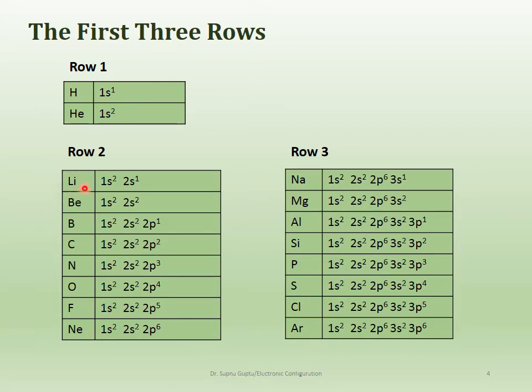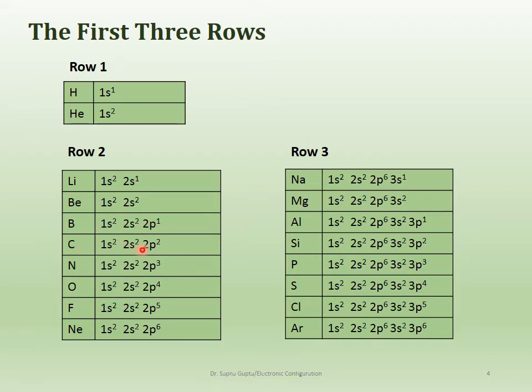Going on to the second row, we have lithium, which has 3 electrons. Because it has 3 electrons, you first fill the first shell, the 1s, which can have 2 electrons, and then you go on to 2s1. Beryllium has 4 electrons, so you fill the 1s2, then go on to the second shell and fill 2 more electrons in the S. When you get to boron, you have 5 electrons, and the 5th electron goes into the P subshell because the first two S's are full.